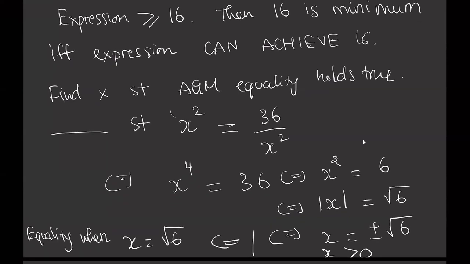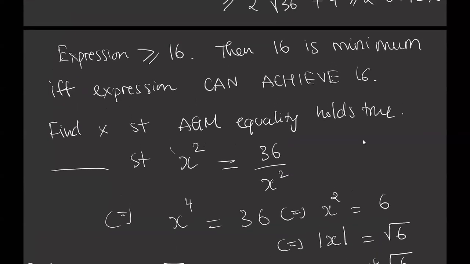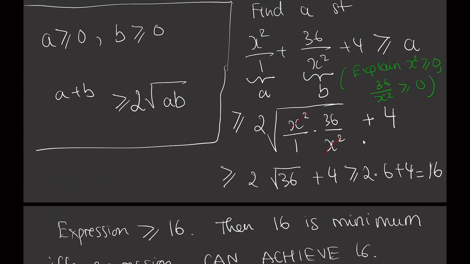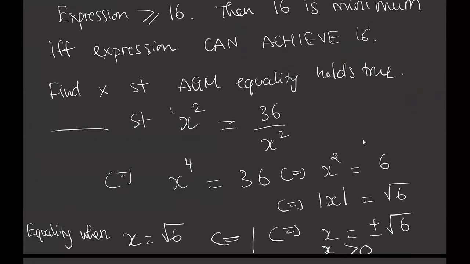Okay. How do you get x squared equal 36 over x squared again? Okay, so in order to prove 16 is minimum of the expression, I have to find x such that AGM equality holds true. And then it means find x such that A equal B. A here is x squared. B here is 36 over x squared. That's why I have to find x such that x squared equal 36 over x squared. Okay.